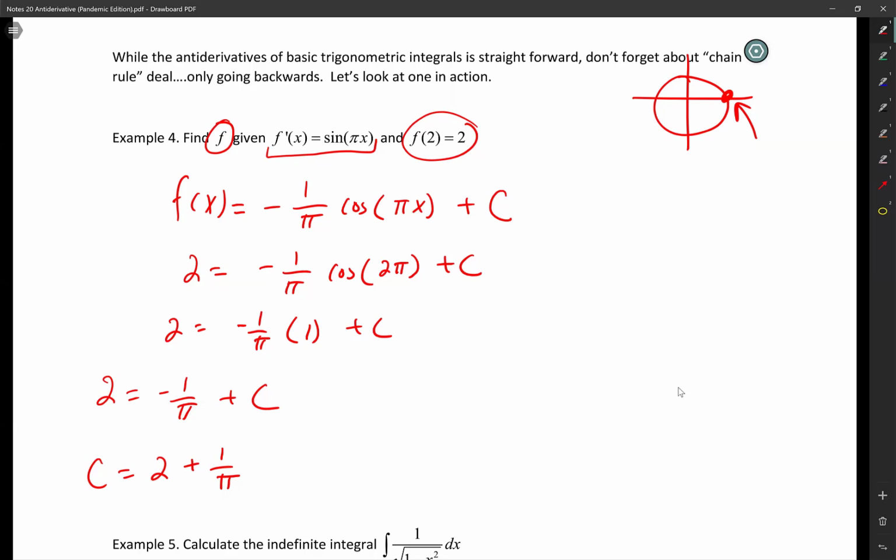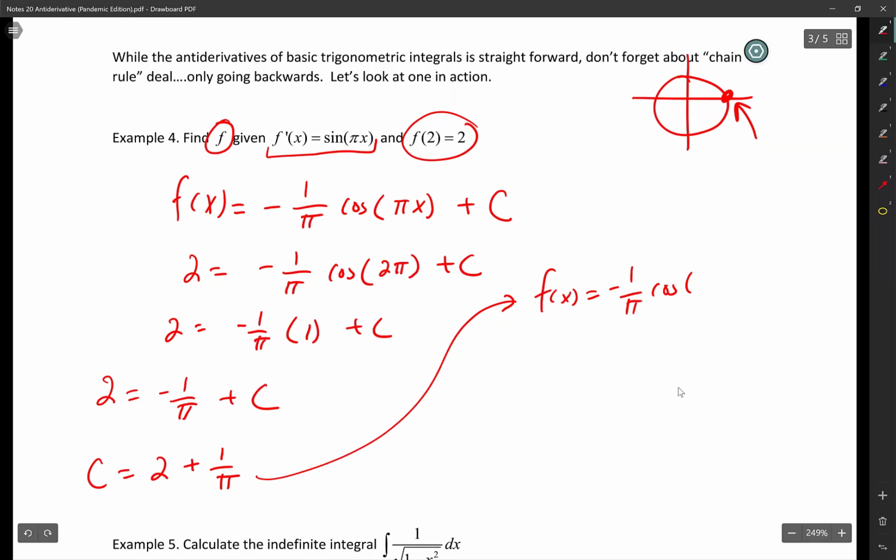So here we go. My exact function. F of x equals negative 1 over pi cosine pi x plus 2 plus 1 over pi.